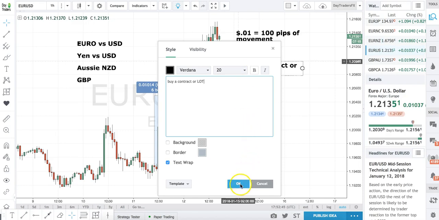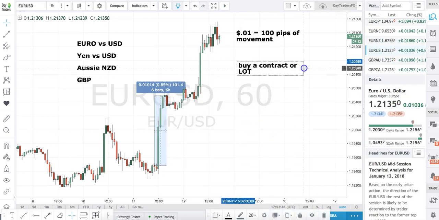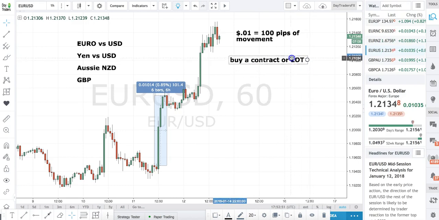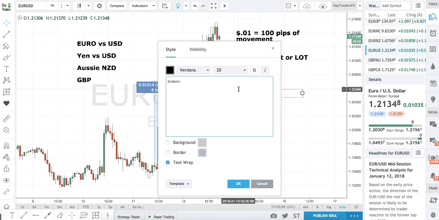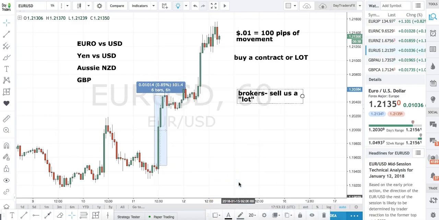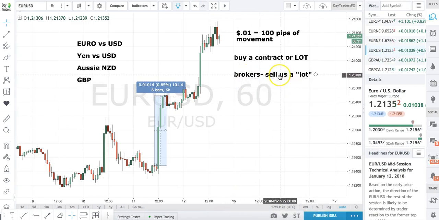And a lot is what we say in Forex trading terms. Now, you might say contract in commodities or something along those lines. Options, for example, we call them contracts. But in currencies, we call them a lot. It's one lot. Now, that lot comes with some leverage. And this is where the brokers will come in. So now we have brokers, and they are going to sell us a lot. And they're probably going to try to sell us on a lot of stuff, but they're definitely going to sell us a lot.